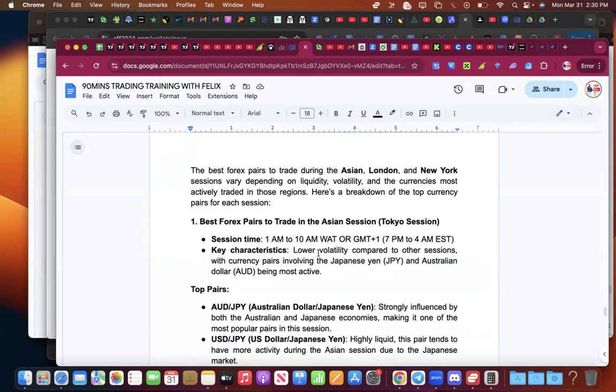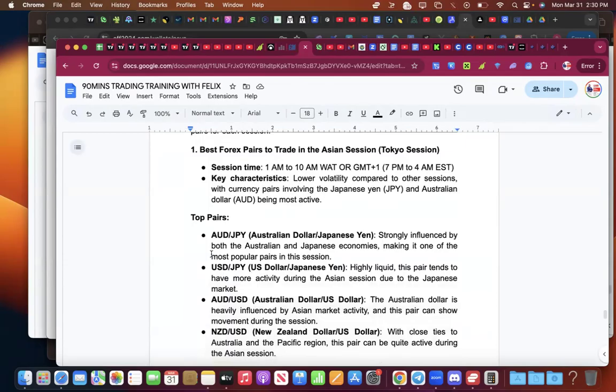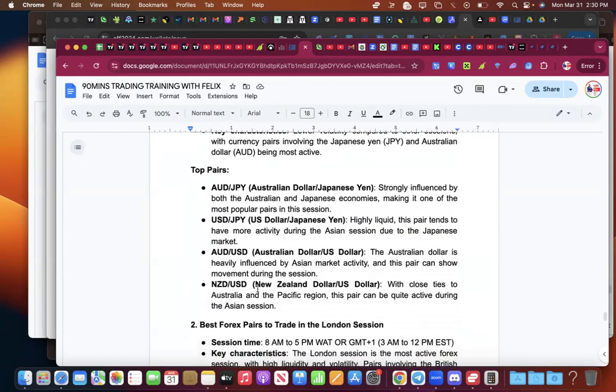Well, do we list it? I think I listed them. Lower volatility compared to other sessions, with currency pairs involving the Japanese yen and Australian dollar being most active. So, AUD/JPY, AUD/USD, and NZD/USD. So these guys are more active.